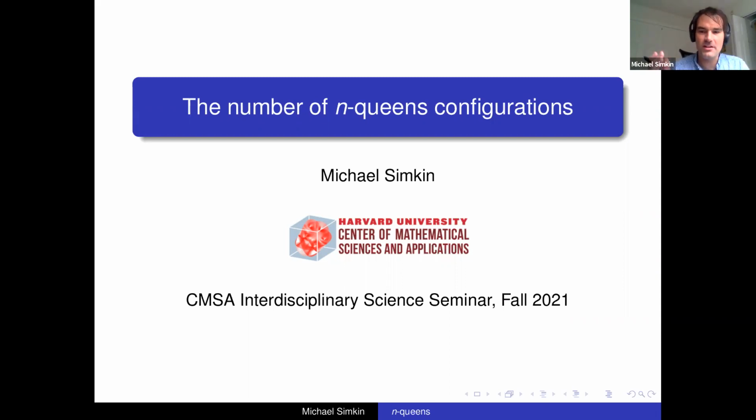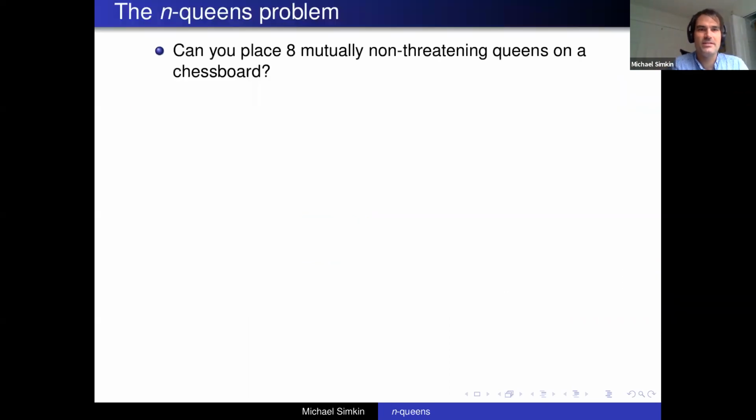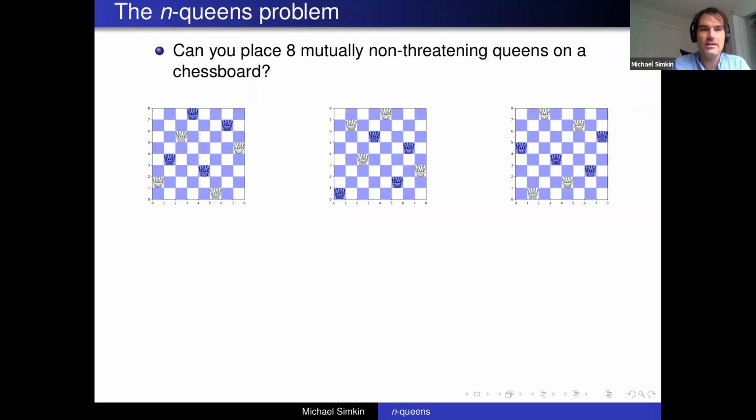Okay, so I'll start by telling you what an n-queens configuration is. The story begins with a well-known chess puzzle. A chessboard is an 8x8 grid, and one of the pieces in the game of chess is called a queen. Queens can attack laterally across rows and up and down across columns, and also diagonally in either direction. And there's this puzzle: can you put 8 queens on a chessboard so that no two are threatening each other? So no two are allowed to share a row, column, or diagonal.